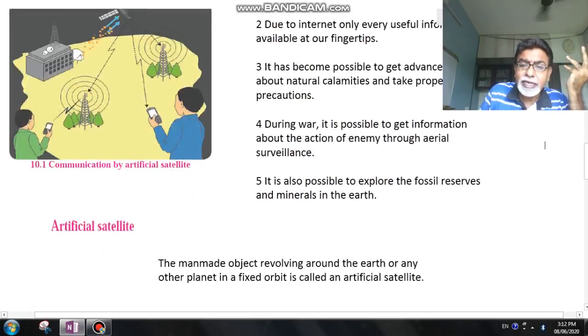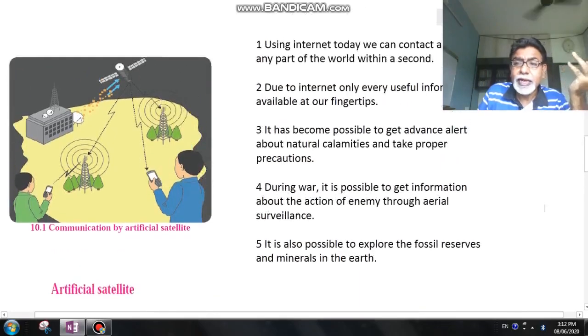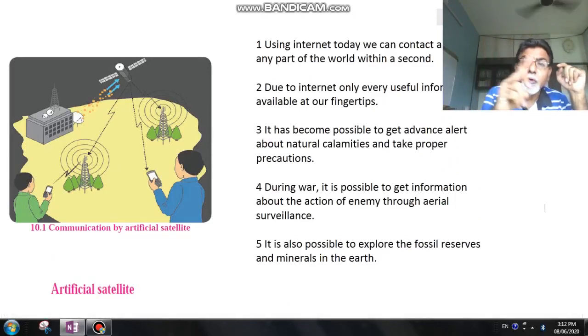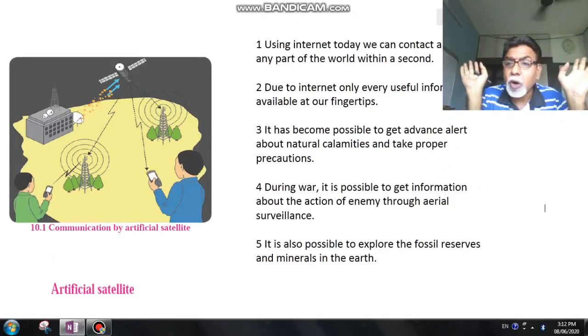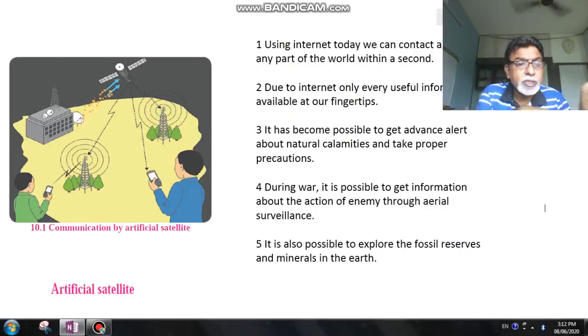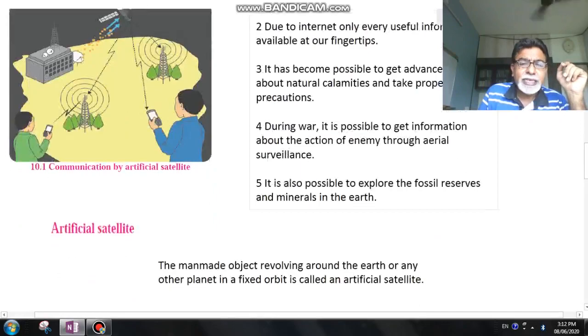What are artificial satellites? That we have to know. We know the moon. What do we call a satellite? The heavenly body that is revolving around the planet is called as what? Satellite. And the moon is the natural satellite of the earth. Other planets also have their satellites. Similarly, artificial satellites are there.